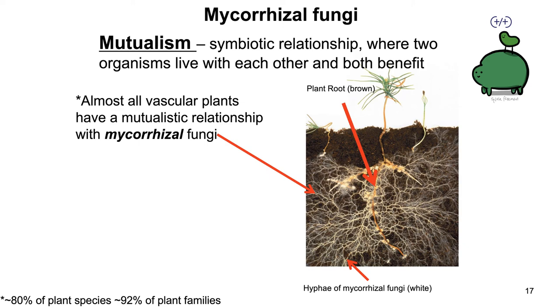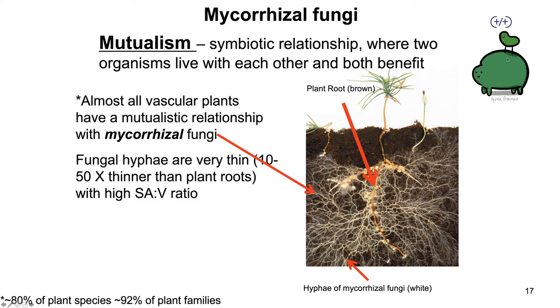So what is a mutualistic relationship? A mutualism is a symbiotic relationship. So symbiotic means a relationship where two organisms of different species touch and interact with each other. And the two organisms in a mutualism live with each other and both benefit. So it's a positive relationship for both individuals involved. It's a plus-plus relationship. So both of them benefit from the symbiotic relationship. That is a mutualism. And in this case, you've got these fungal hyphae, which turn out to be very, very thin relative to plant roots and plant root hairs.